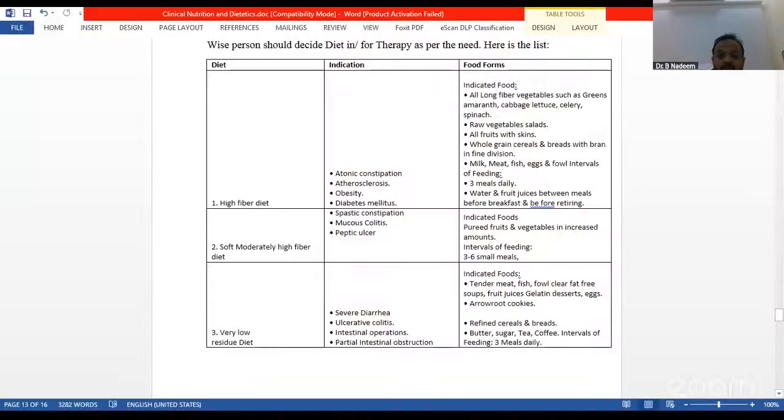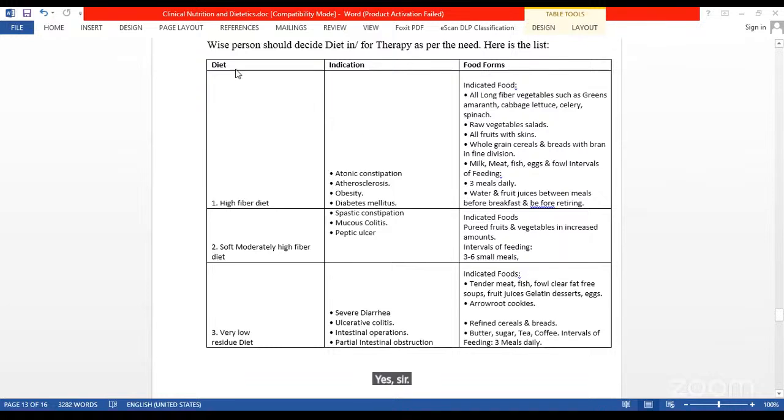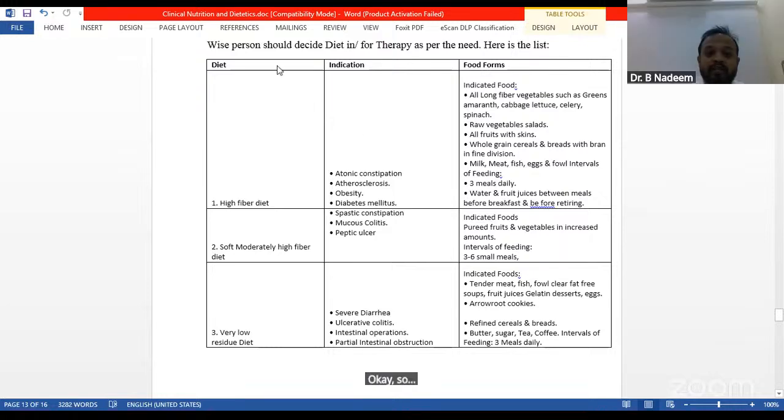Able to view the screen? Yes, sir. Okay, so let's understand about the diet classification.